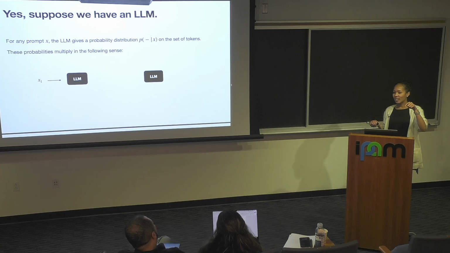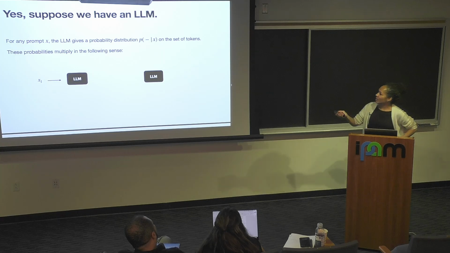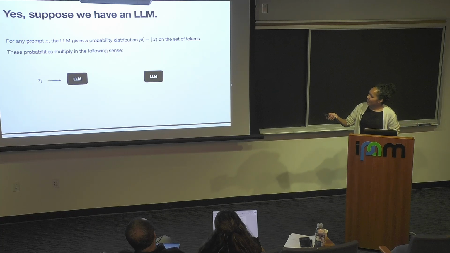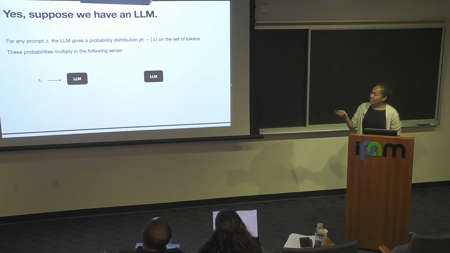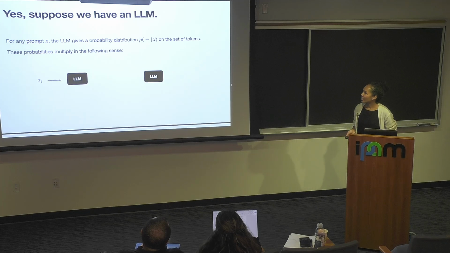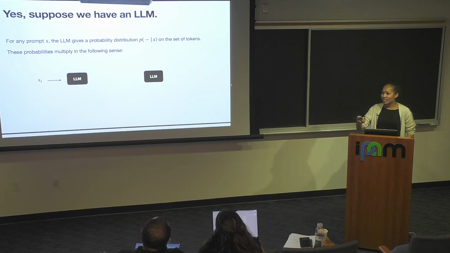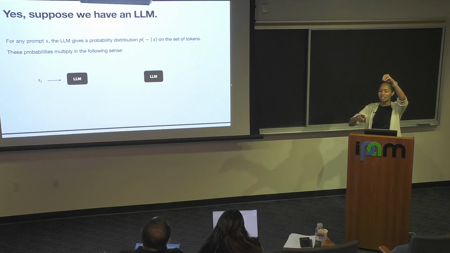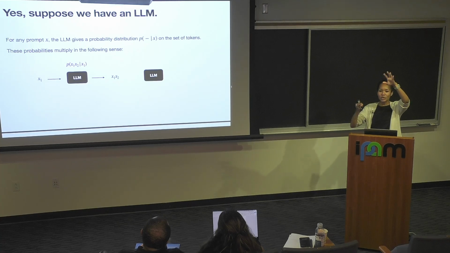But if I think about having a large language model, I can now think of the conditional probability distribution generated by that model. In other words, for any prompt x, your LLM gives a probability distribution, a literal conditional distribution, P of blank given x on the set of tokens, let's say. These probabilities multiply now in the normal sense. If I have a prompt, say X1, I feed it into the model, I get a distribution on all the possible next tokens. Let's say I select X2. So I now see the string X1, X2 with probability P of X2 given that I fed in X1.